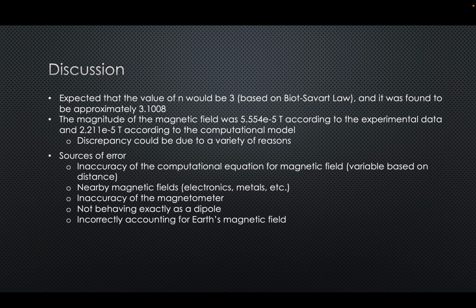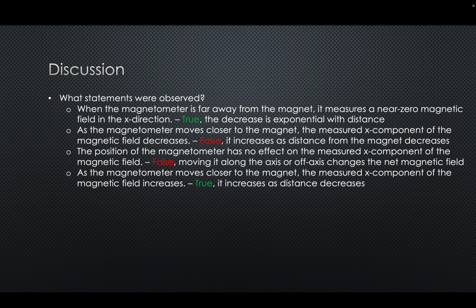So it was expected that n would have a value of approximately 3, and my results agreed with this, but there was a discrepancy between the computational and experimental magnitude of the magnetic field, and this could be due to a variety of reasons. One main one is that the equation used in the computational model is known to not be as accurate when close to the bar magnet. Inaccuracy of the magnetometer or other magnetic things that would interfere with those readings could have altered the data, causing a larger reading. And then also just not correctly accounting for Earth's magnetic field.